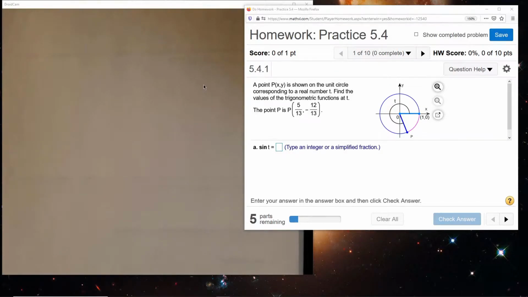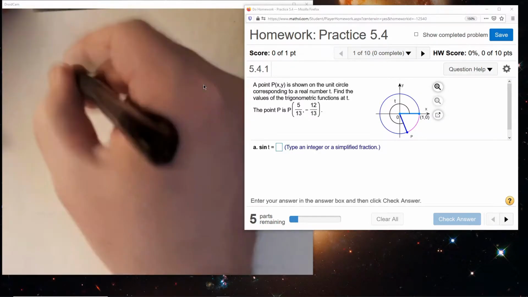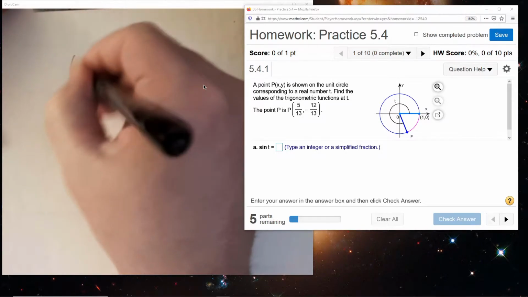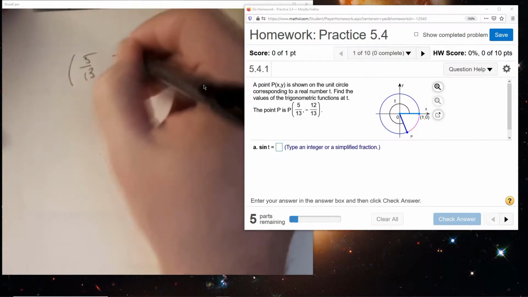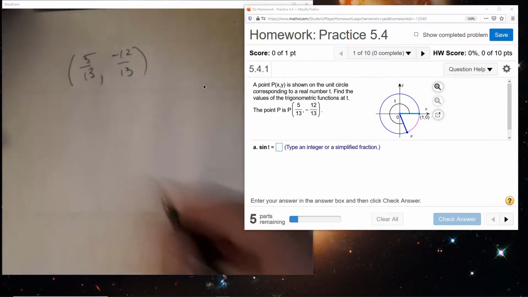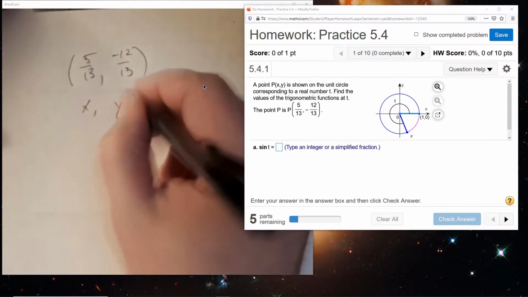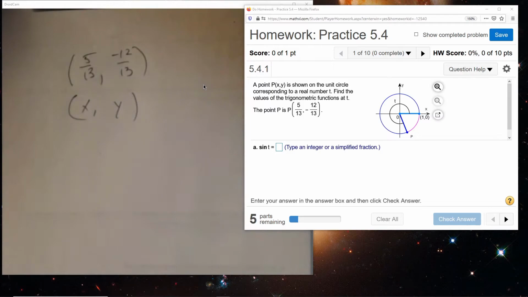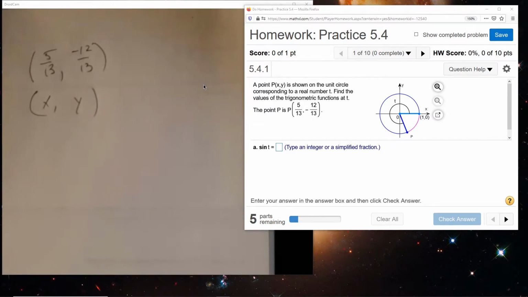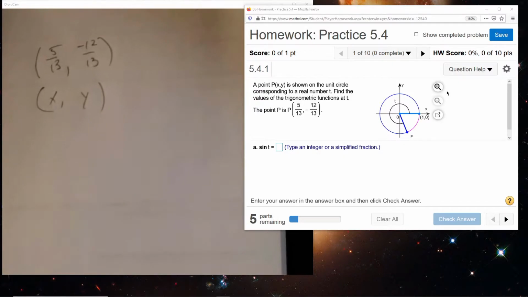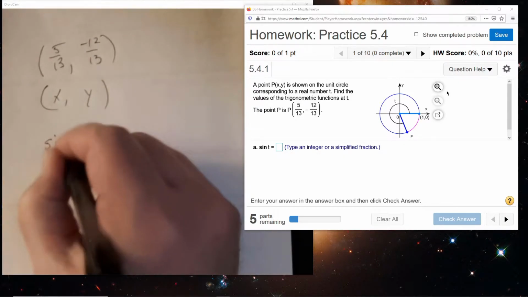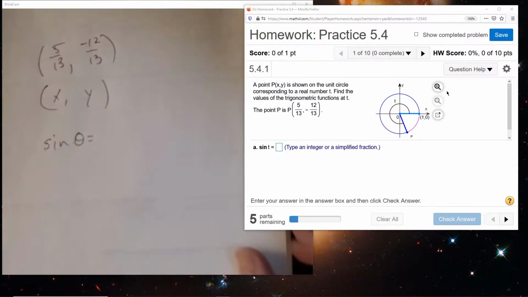All right, so let's check out practice 5.4. And they're just giving us a point. So we have the ordered pair. And of course, they're giving us the x and y of our right triangle. And they actually give a picture for us also. And so now we're just going to go through, and this is really going to be on what you've memorized.